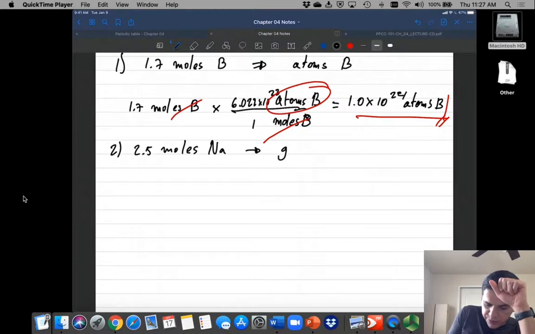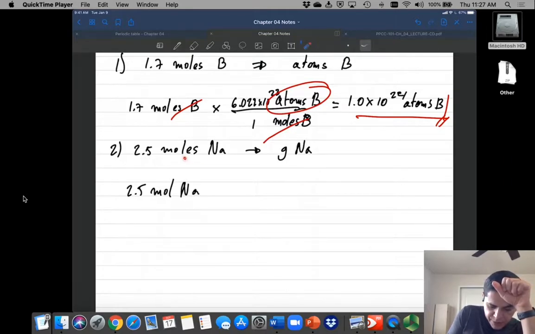And we want grams of sodium. So we start with the 2.5 mole of sodium. Again, as I said before, you can go back and forth between these two. Doesn't really matter. They're the same thing. So then we get rid of the moles of sodium, and we write here grams of sodium.